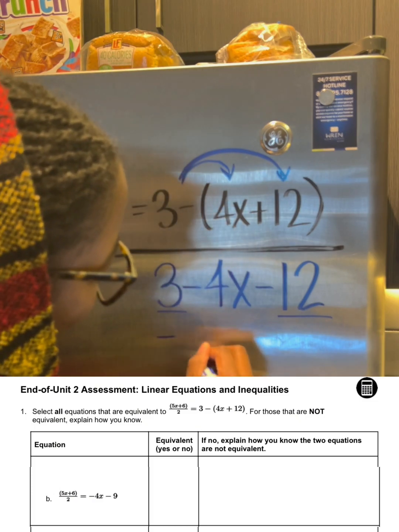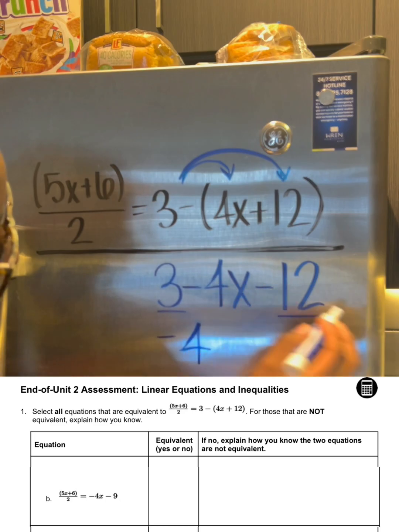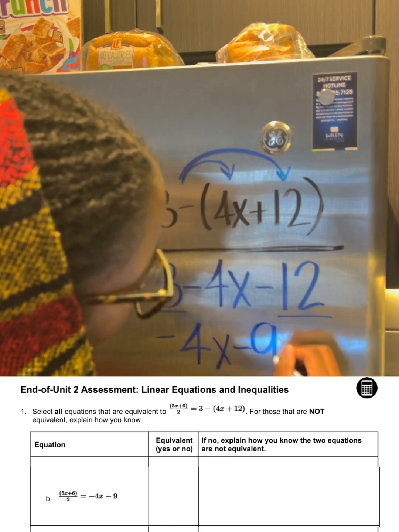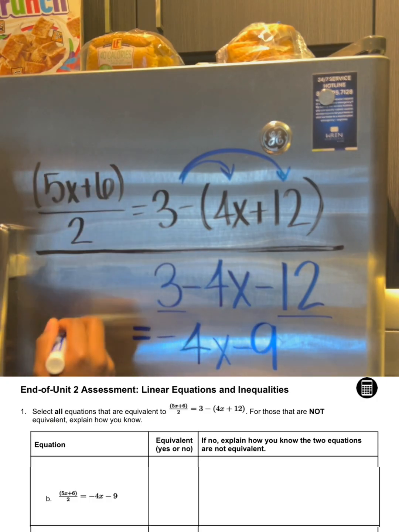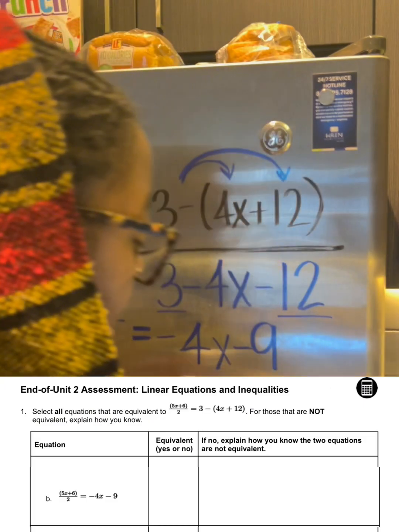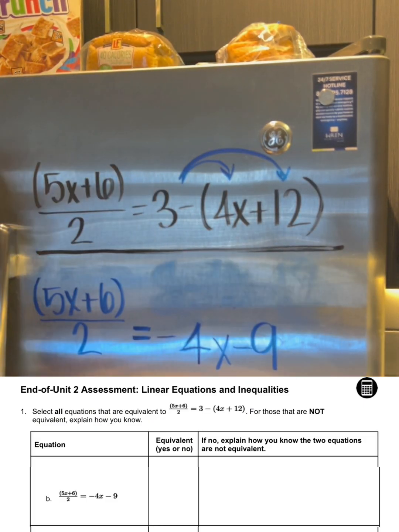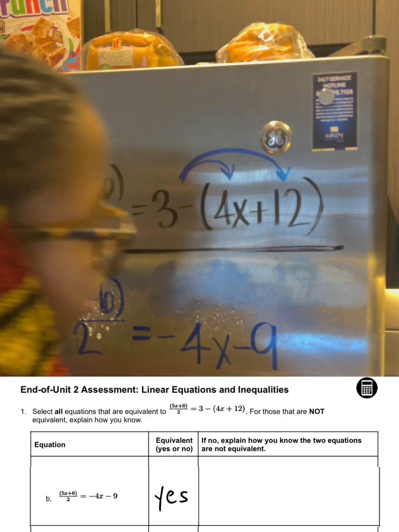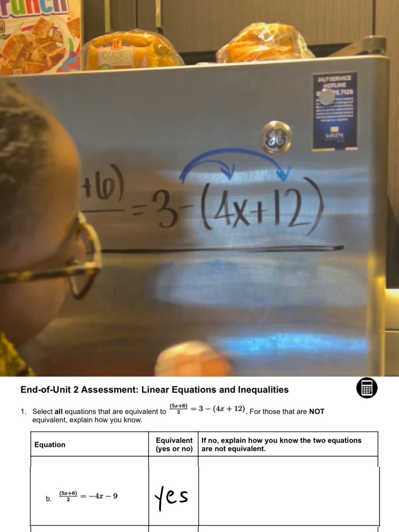Negative 4x, and let's start. 3 minus 12 is negative 9. Now if I bring everything else down, because I didn't do nothing on this side, it's magic. It's magic, I'm telling you. And what is that? B. So B is definitely an equivalent equation. Okay? B es equivalente.